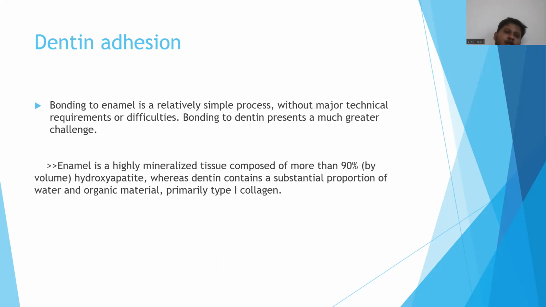Dentin adhesion. Bonding to enamel is a relatively simple process without major technical requirements or difficulties. Bonding to dentin presents a much greater challenge. Enamel is a highly mineralized tissue composed of more than 90% hydroxyapatite, whereas dentin contains a substantial proportion of water and organic material, primarily type 1 collagen.